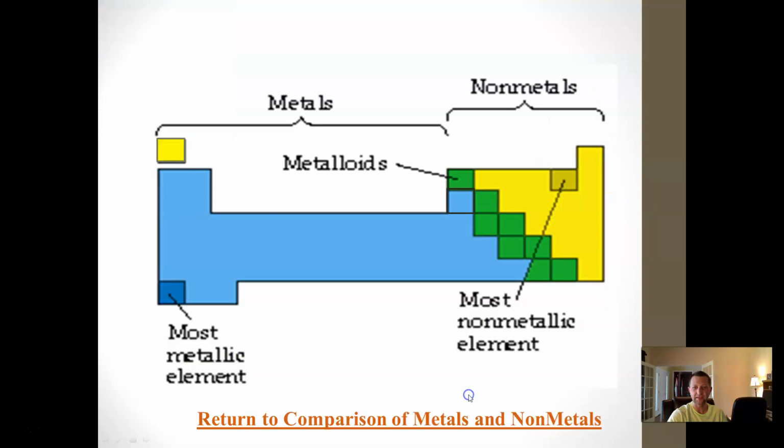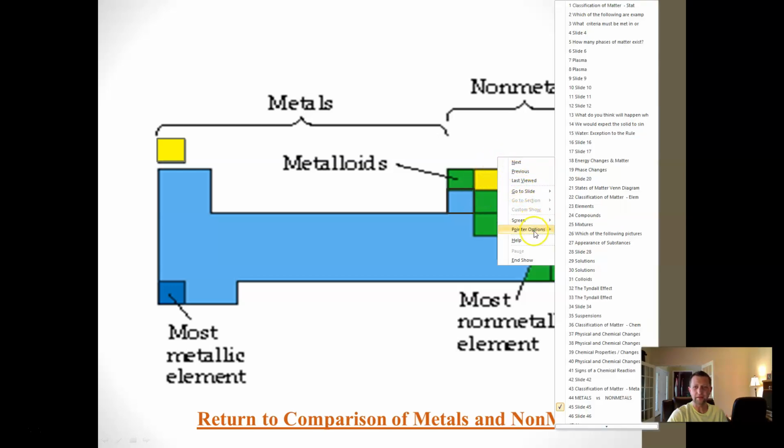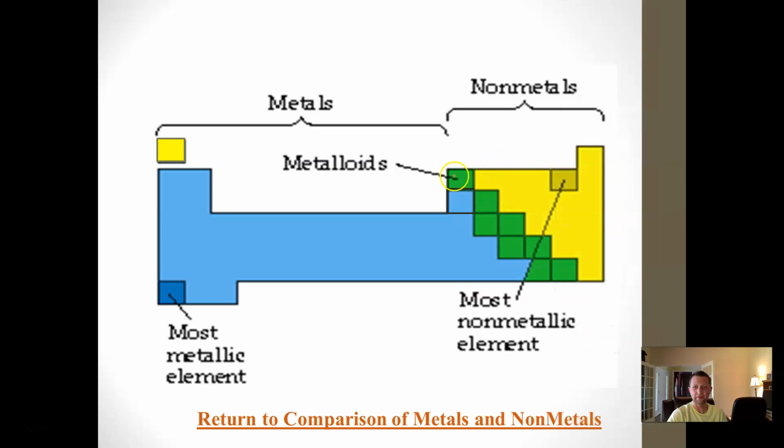Okay, so here's where our staircase is. The next slide has a better view of how that looks. But the staircase on your periodic table kind of goes here. All right. Any element touching that staircase, like by touching I mean has a whole side on it, is going to be something called a metalloid. All right. So we'll get to that in a second.